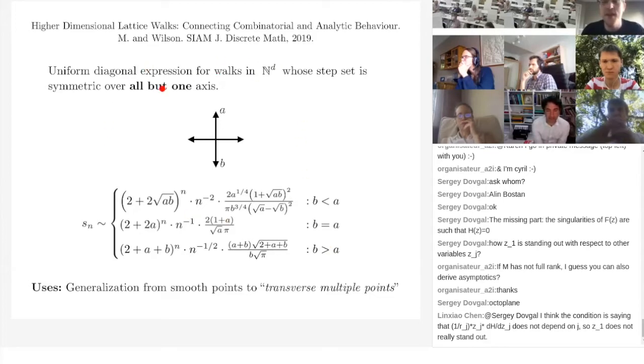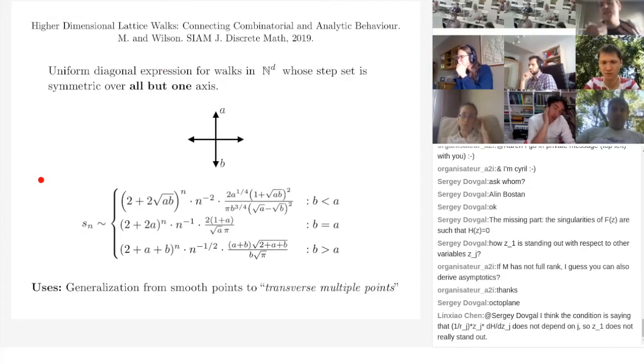But for instance, if you have walks that are symmetric over all but one axis, let's say we have this step set here, and we add weights. So it's not going to be symmetric if A is not equal to B. If A is larger than B, you're moving away from your boundary restriction. If B is greater than A, you're moving towards the boundary restriction. And then you can again get asymptotic results. This is work with Mark Wilson.